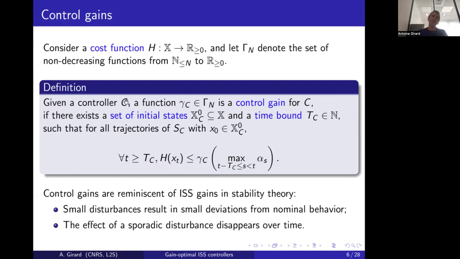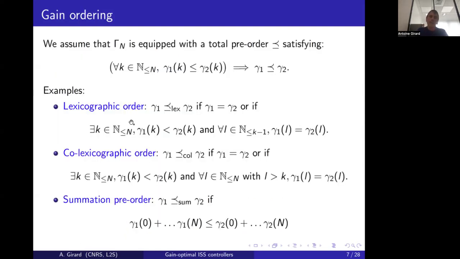Okay, so given a controller, I can get a control gain for that controller. And now I'm going to see if I can synthesize a controller that somehow optimizes this gain, right? I want to have a gain that is as small as possible. So what does it mean to have a gain as small as possible for a gain that is a function? To define the notion of optimal gains, we're going to define orders on the set of gain functions. And we're going to assume that we have a total preorder, which means that we are able to compare any pairs of gain functions.